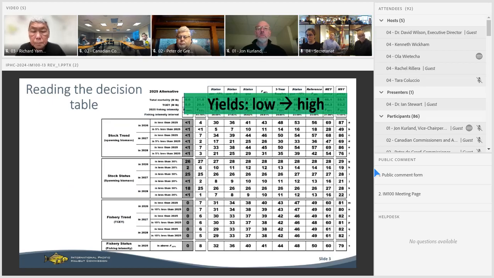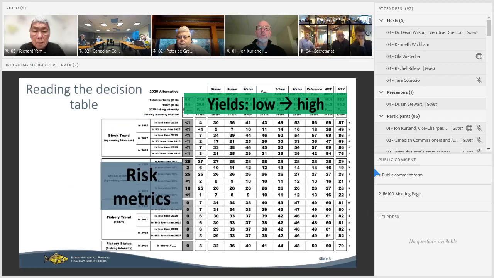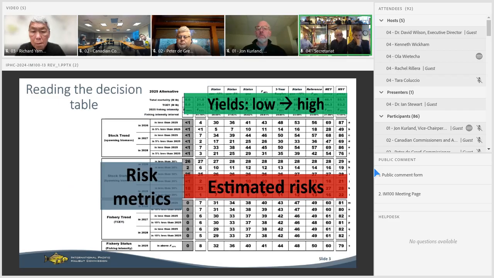This didn't work. Well, it looked much better than this previously. I'm not sure what happened when we put it into Adobe, but this slide is supposed to demonstrate how we read the decision table.